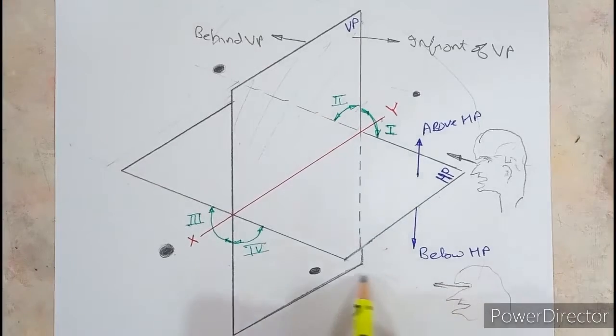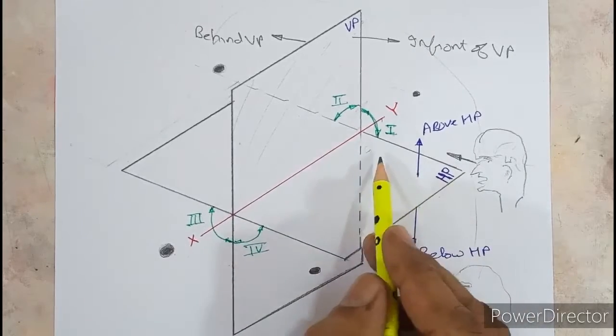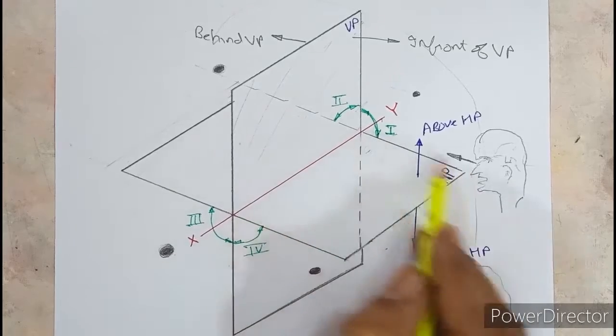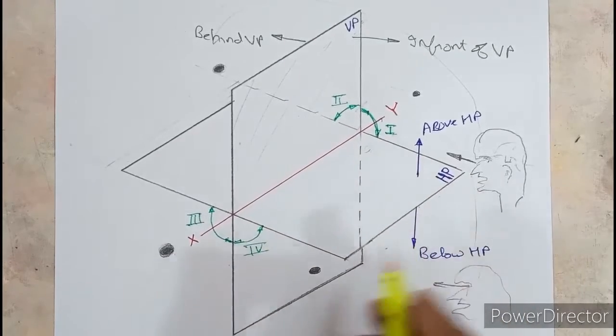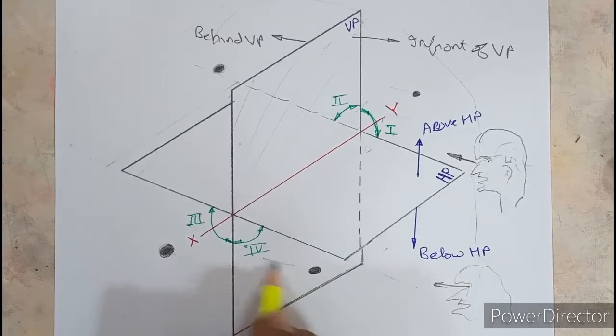So when you look in the front view, you can directly see the object. But when you look in the top view, HP is the interference. So in the fourth quadrant, only HP is assumed to be transparent. Correct? So how will you define a point in the fourth quadrant? You should say this point is below HP and in front of VP.